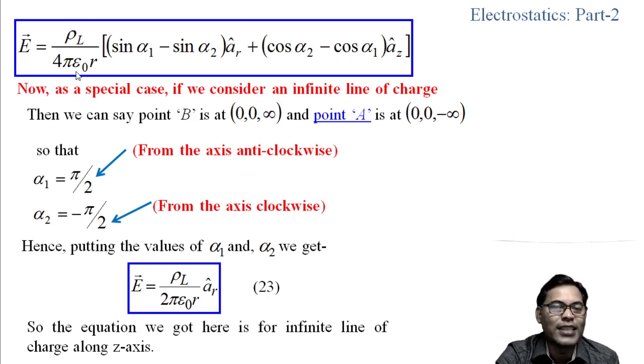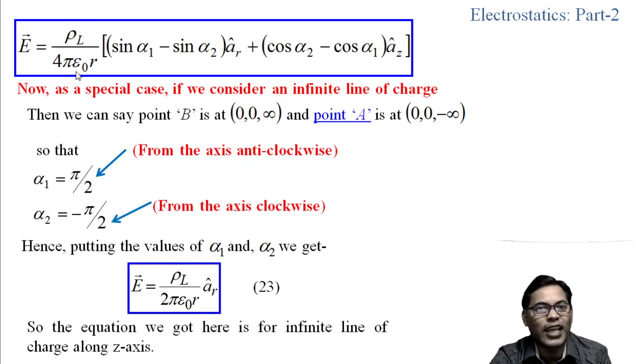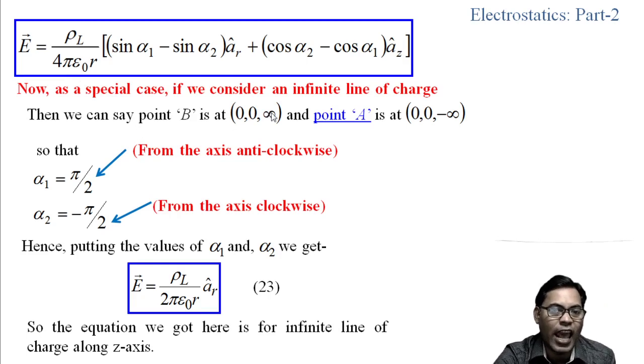So the case is that we are now considering the electric line, that is the line of charge, which is infinite, and also it is along the z axis. Now, if it is infinite and along the z axis, then the point B will be at the coordinate 0, 0, infinite, and point A will be at 0, 0, minus infinite. Now, how are we getting that? We can see from the diagram.